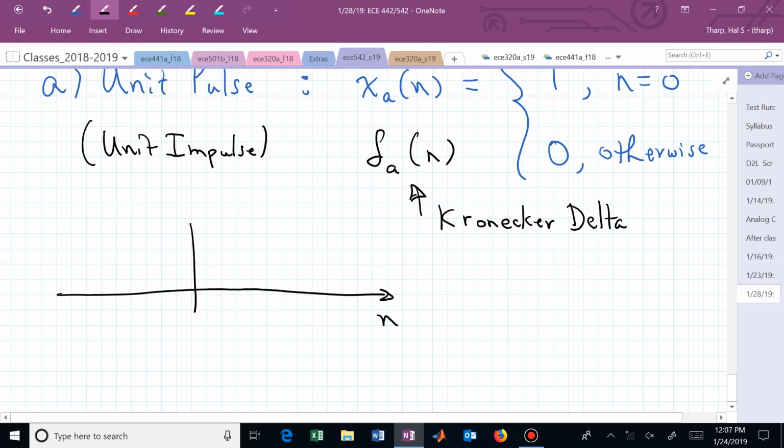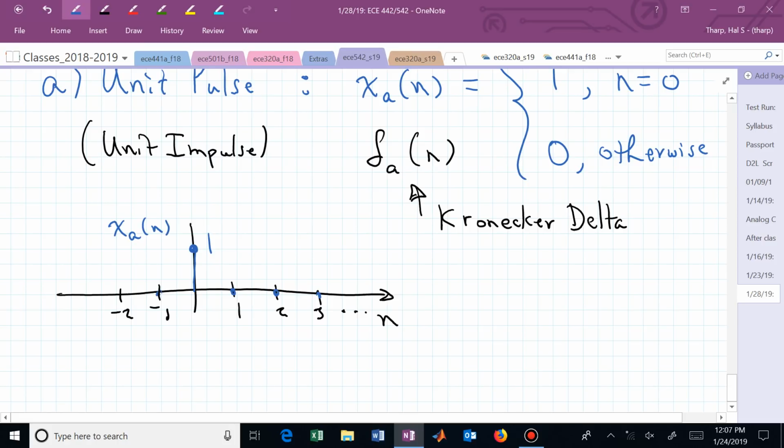If we sketched that, here's our time axis, 1, 2, 3, and that just continues. We could say -1, -2, etc. But in this case, we simply have a 1 here at time 0, and it's 0 everywhere else. So we have a 0 value for all other values of little n, and this is now our x sub a of n in the time domain.